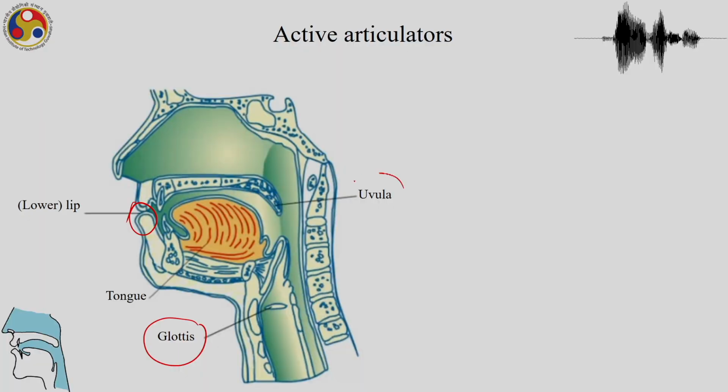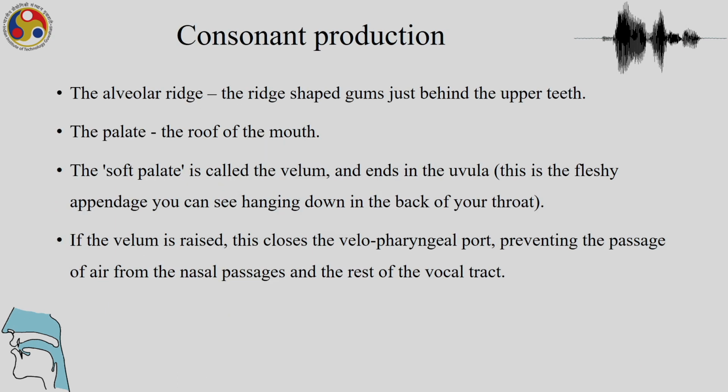And then there are uvular sounds which are produced. The uvula is the fleshy part towards the end where the palate ends. The fleshy hanging part is called the uvula. So these are your descriptions of the various parts of the vocal tract that we discussed so far.